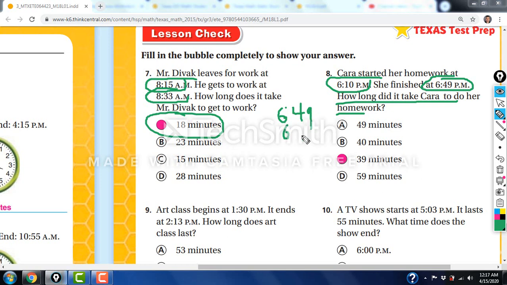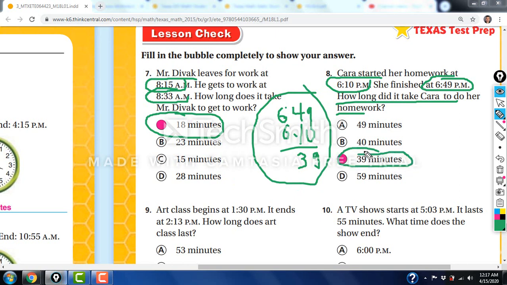Somebody asked me one time, well, can't I use the number line? That's fine. You can use the number line. There's no problem using the number line. You're still going to come up with 39. For me, it's easier to do this and my analog clocks. And we always want to work smarter, not harder. So good job with that one.